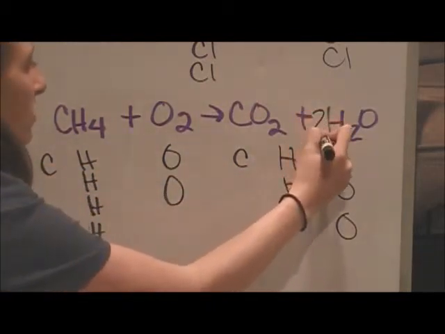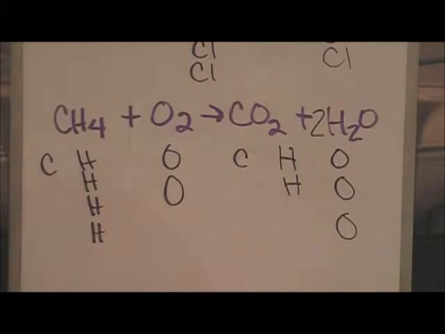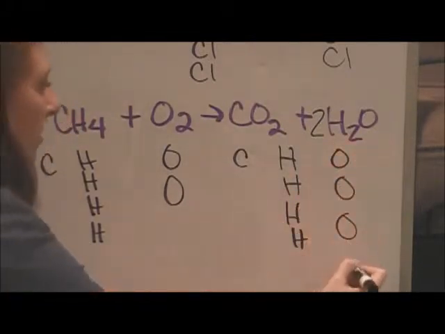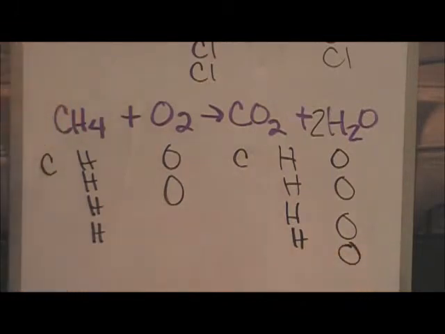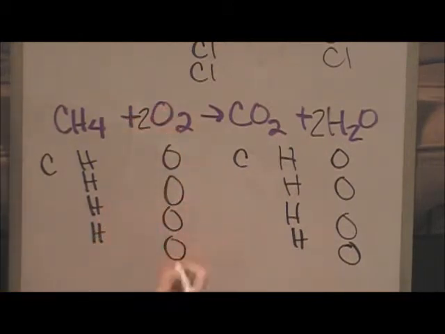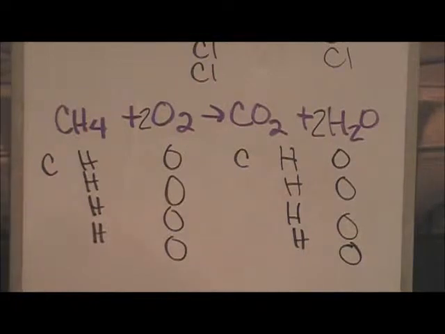So we're going to put a 2 in front of the H2O, which would give us 2 more H's, which would also give us 1 more O. Now we have 4 O's on this side and 2 O's on this side. So we're going to multiply the O2 by 2, and now we have 4 O's. Now we have the same number of C's, H's, and O's, and our balanced equation reads CH4 plus 2O2 yields CO2 plus 2H2O.